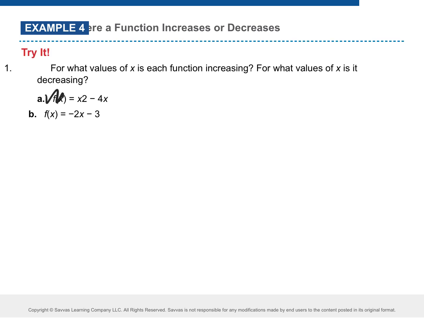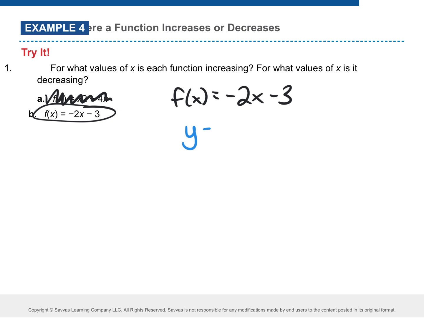Okay, I do not want you to do letter A. On example 4, I want you to find the x and y intercepts of f of x equals negative 2x minus 3. And remember, what does f of x turn to? Y. So find the x and y intercepts of y equals negative 2x minus 3. Go for it.